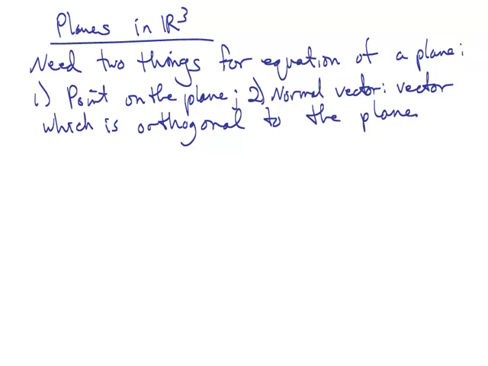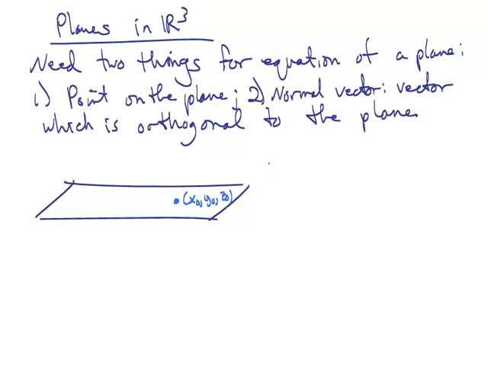Let's draw a picture. Suppose I've got some plane living here in R3, and let's suppose I know those two things. Let's suppose I know some point right here that is on my plane. I'll call it x naught, y naught, z naught. And let's suppose I know some vector. Let's call it n for normal vector, because it makes a right angle with the plane, orthogonal to the plane. All right, so let's pick any other point that I want to be on my plane, right here. Let's call it x, y, and z.